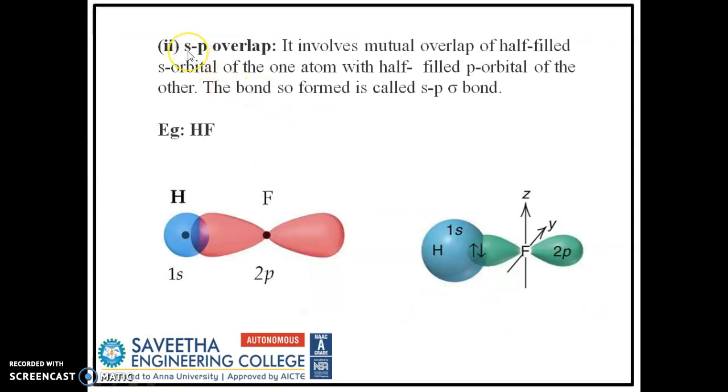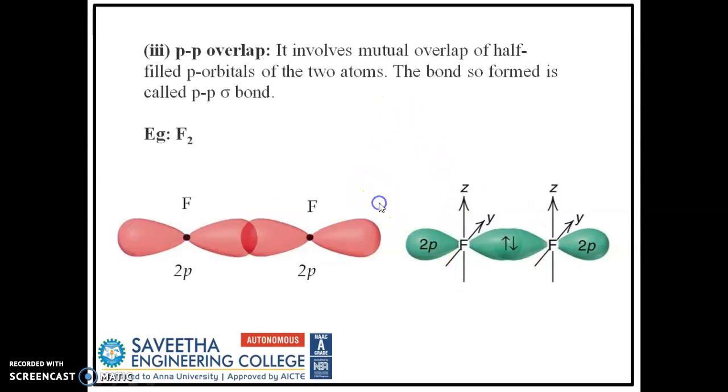The second one is sp overlap. It involves the mutual overlap of the s orbital of one atom with the p orbital of another. The bond so formed is called an sp sigma bond. The example here is HF. Here the 1s electron comes from hydrogen and the other electron comes from the 2px of the fluorine atom. They axially overlap and form an sp sigma bond.